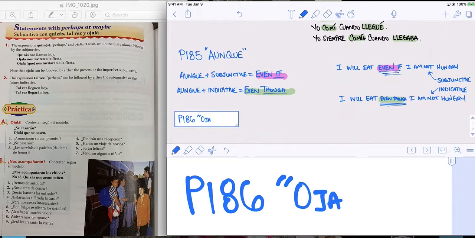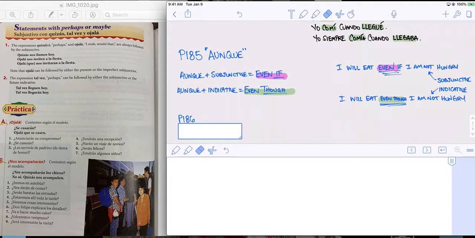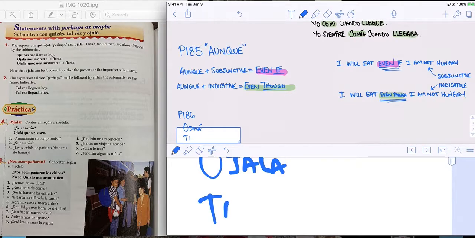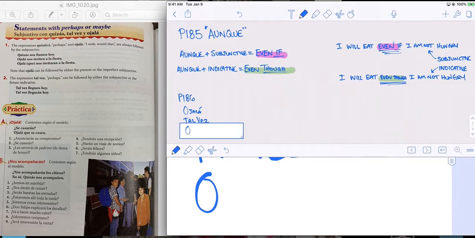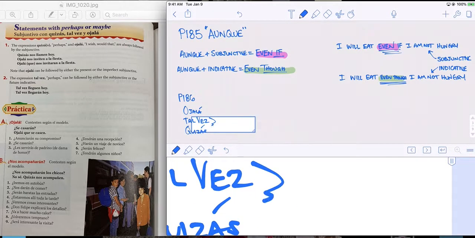Actually, you know what? Let's structure this a little bit differently, kind of like we do the rest of them. We have three terms. Ojalá, tal vez, and quizás. Now, tal vez and quizás both mean the same thing. What is that same thing that they mean? I feel like I'm on Blue's Clues because I'm asking you to respond, but you aren't responding. Unless you are responding at home. So thanks. These both can mean perhaps or maybe.